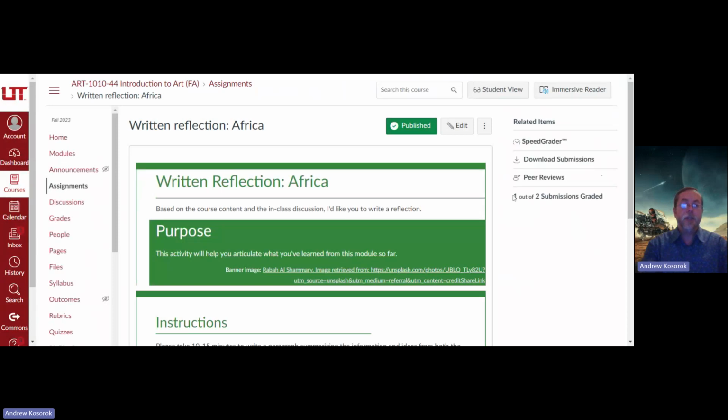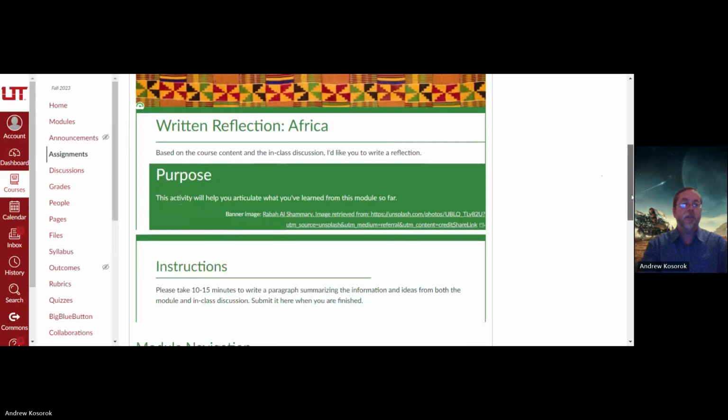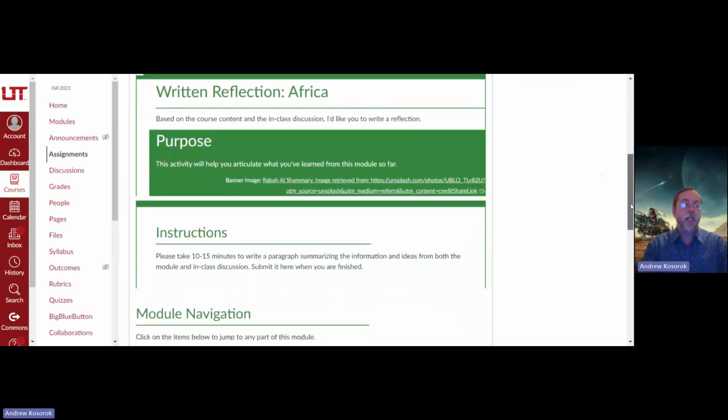And then as we go to the last portion of this module, written reflection about Africa, this needs to be a reflection on the entire module. So we're talking about not just Kente cloth, but we're talking about Kente cloth, we're talking about terracotta, we're talking about pottery, and we're talking about visual markers for some of the art that we look at when we do our research for Sundiata. So we're talking about all of that kind of stuff.